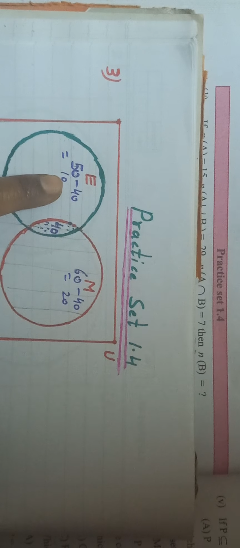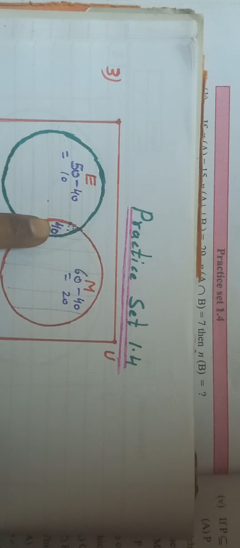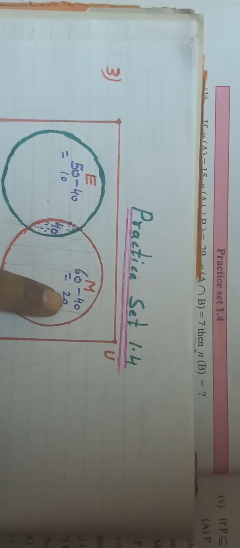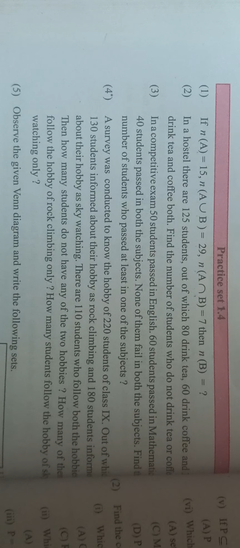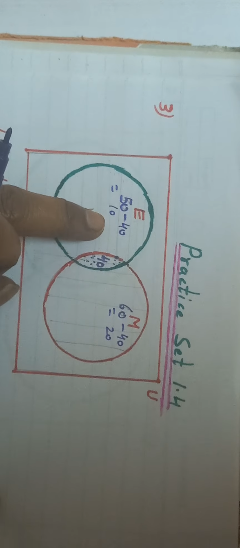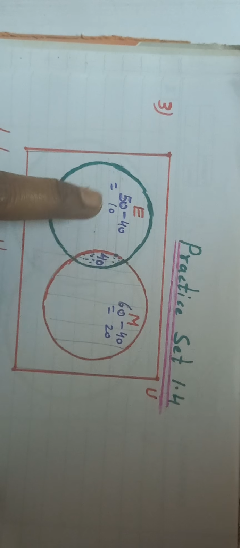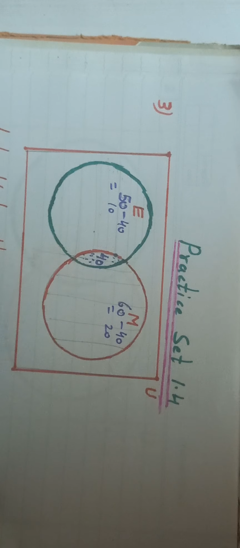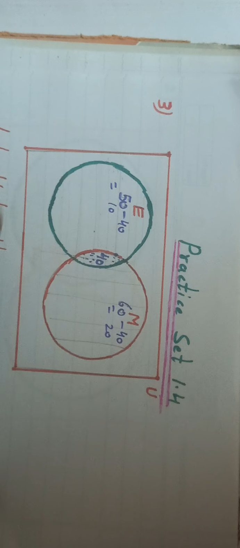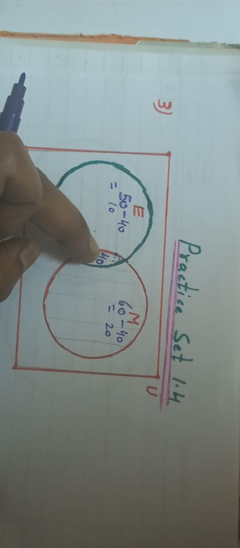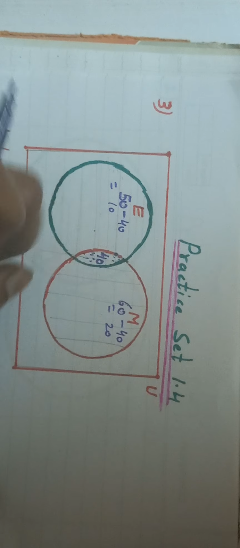Correct? So 10 plus 40 is 50, 50 plus 20 is 70. So they have clearly mentioned this point here: of all the students who have appeared for the competitive exam, there are some students who have passed in English only. There are 10 students who have passed in only English, and there are 20 students who have passed in only maths. And 40 are there who passed in both English and maths.